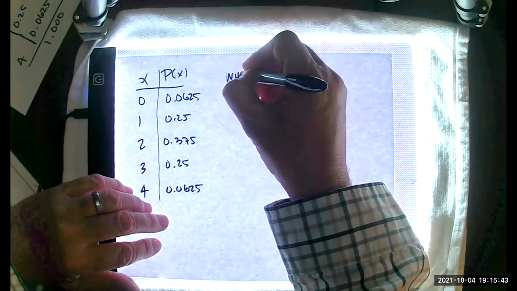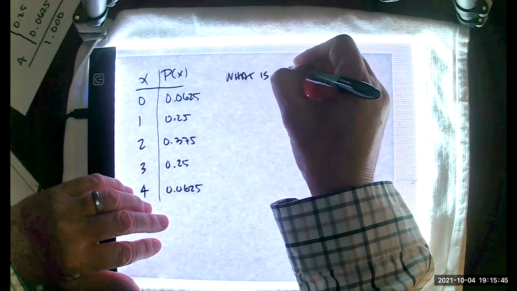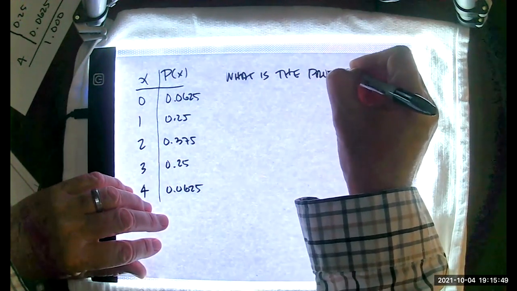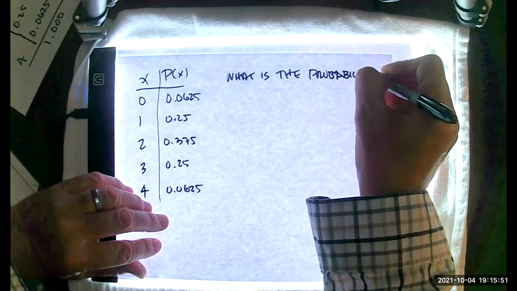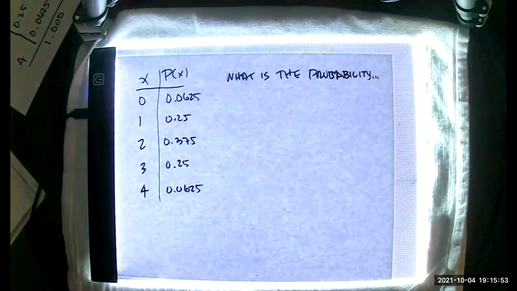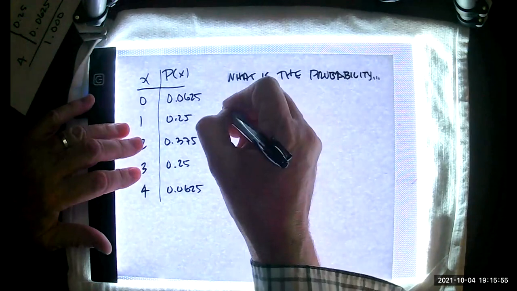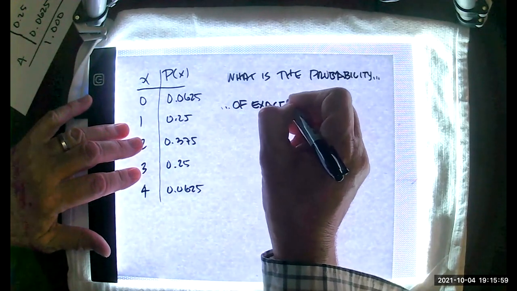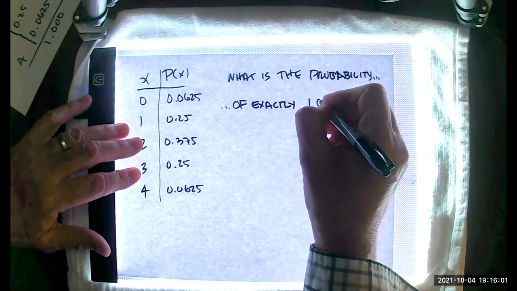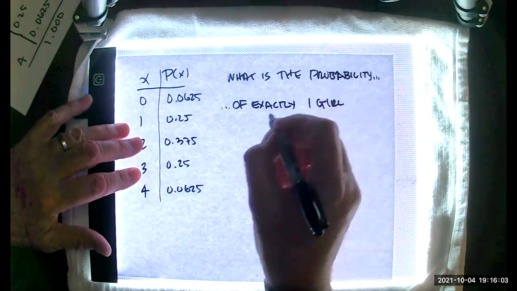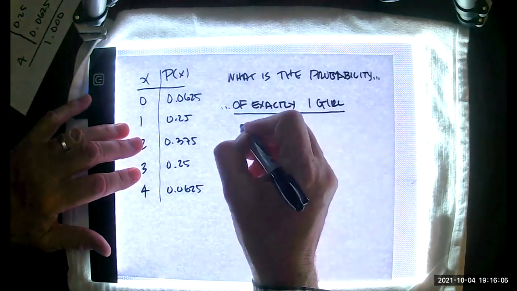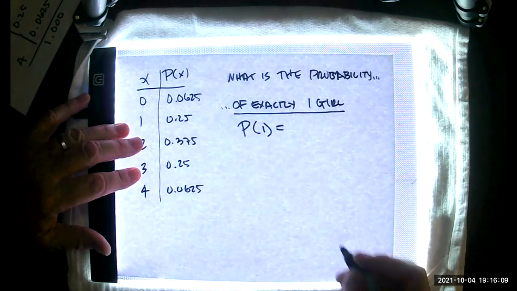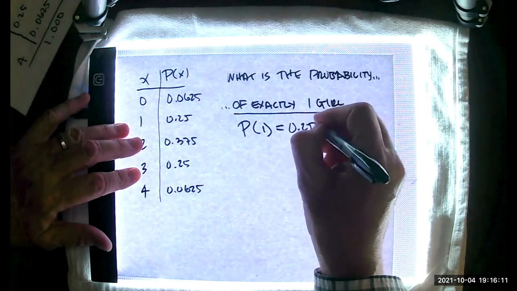So the questions you're going to run into are questions like this. I'm going to give you a couple of different examples. What is the probability of exactly one girl? Exactly one girl. Probability of one girl. I can go right to my table and read that off. 0.25.